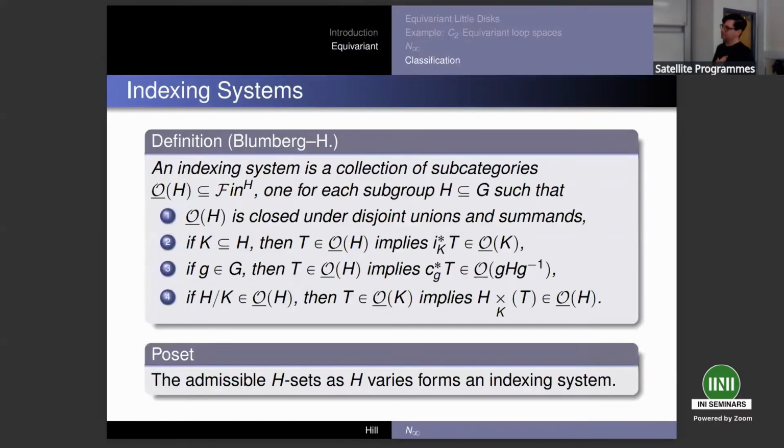The first is, sorry, this is the most text-heavy slide, until the next one that's very text-heavy. An indexing system, as we defined it, is just this collection of subcategories, one for each H, and the subcategories are categories of finite H-sets as H varies over all the subgroups of G. And then I ask for some properties, and each of these properties corresponds to features that show up in the operad.